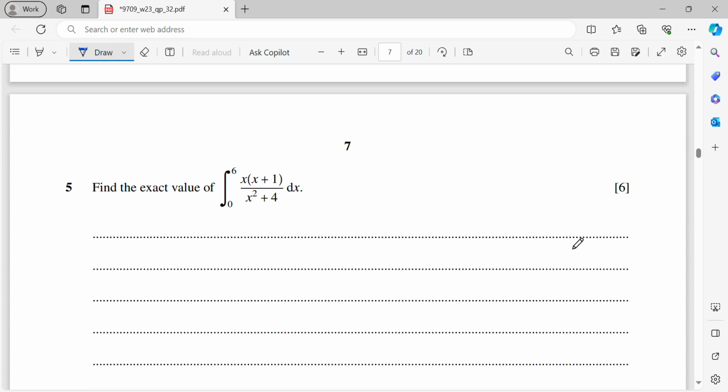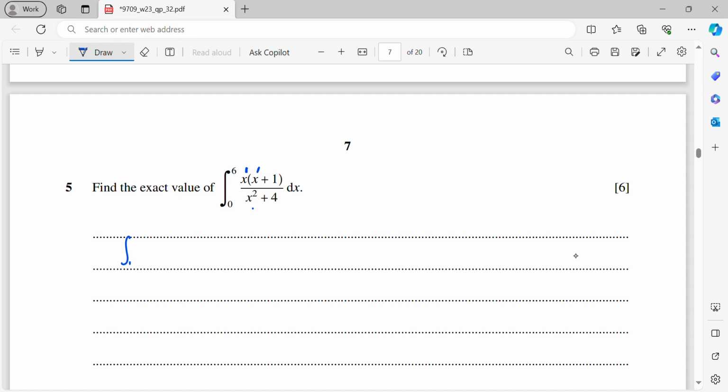Now question number 5. Find the exact value of the integration. When we look at this integration, this is a rational function. The degree for the numerator, when we do expansion, the highest degree is 2 for the x. The denominator is also 2, which means you are given an improper rational function. Therefore, we need to solve using polynomial division before the partial fractions, or before other methods.